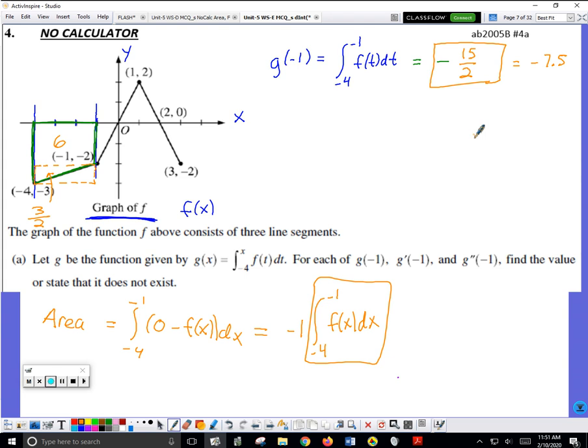Please. So since that's the graph of f, and the graph of g is the derivative of f, that means that the point on the graph of g at -1, the y value is negative 7.5, right? Yeah, so even though we're finding an area on f, we're finding a point on g. Can't say that better. It's really good.